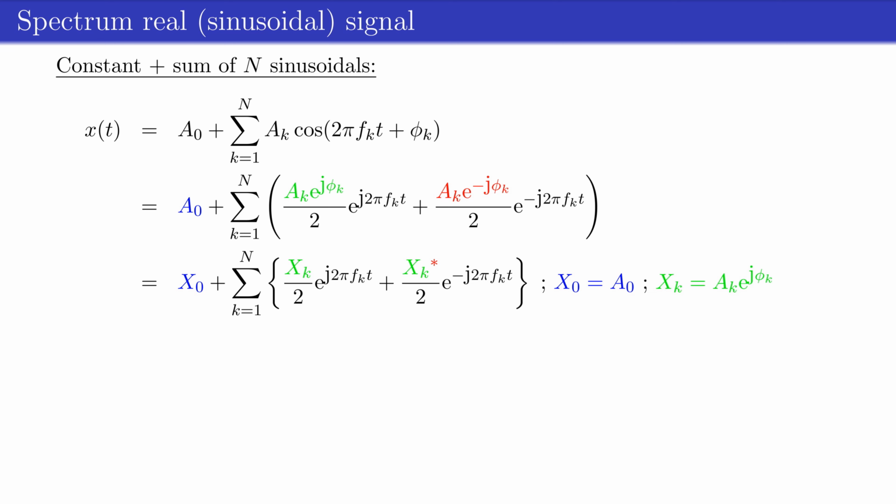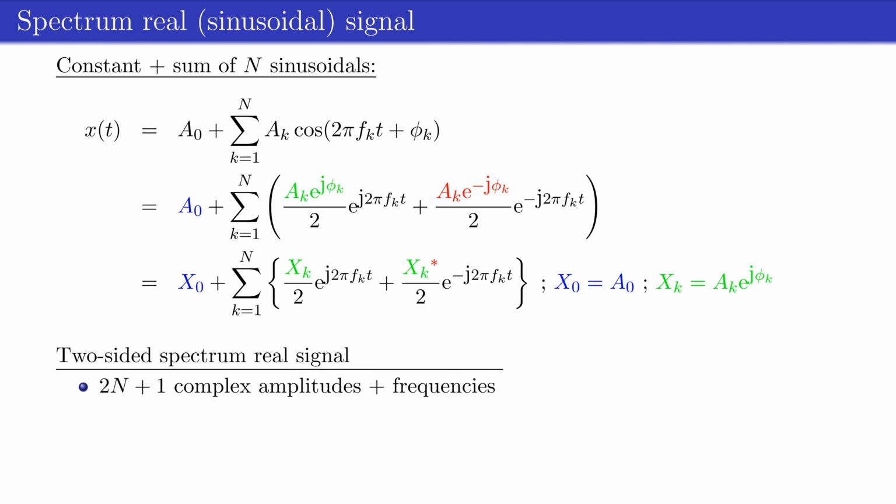By introducing the complex number X_k is A_k e to the power j phi_k, we can write the contribution at f_0 as a real number X_0 is A_0, while the contribution of all positive frequencies equals half the complex number X_k. The contribution at negative frequencies, minus f_k, is equal to the complex conjugated version, half X_k star.